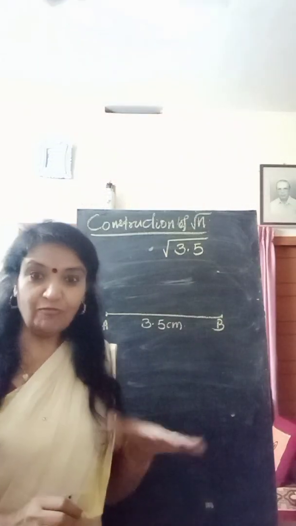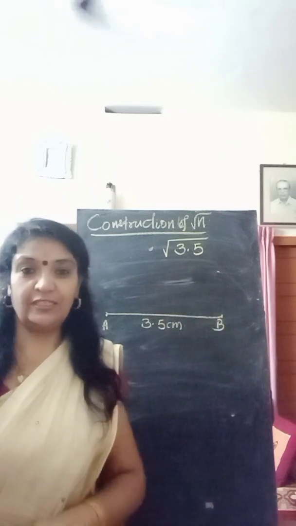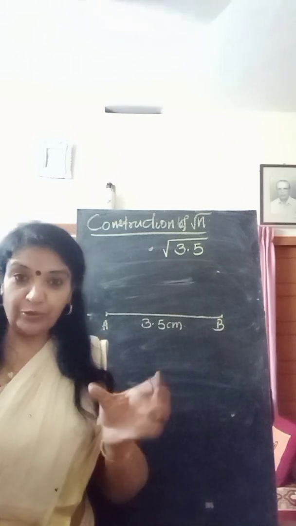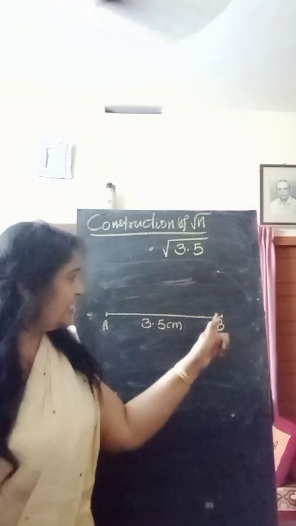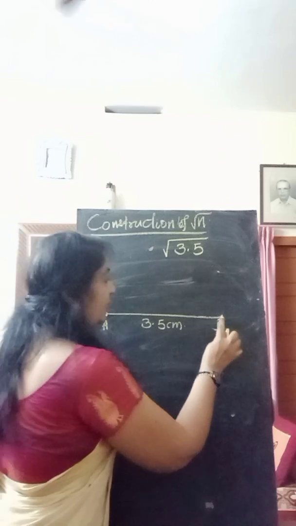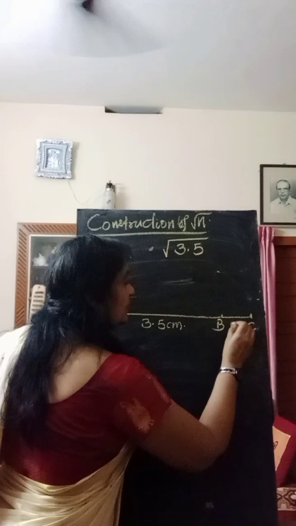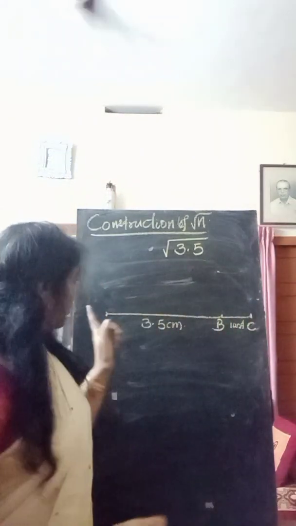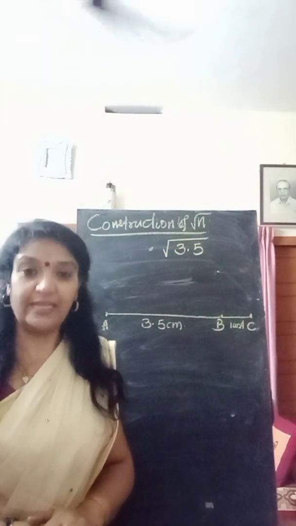Okay. Then what you want to do? From B, you take 1 unit. Extend that line AB by 1 unit. I told you 1 unit means you can take 2 centimeter, 1 centimeter, etc. So here I am taking 1 centimeter. That is easy for you. So from B, you take 1 centimeter. This is 1 unit. And extend that line. So I have extended that line AB as AC.